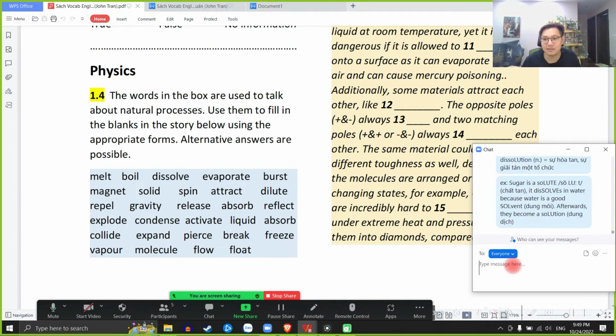Sugar is a solute. It dissolves in water because water is a good solvent, a good medium for dissolving. Afterwards it becomes a solution. Solute, solvent, solution. Solution also means an answer to a problem. Alright.